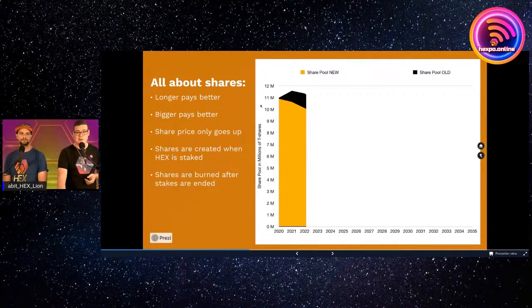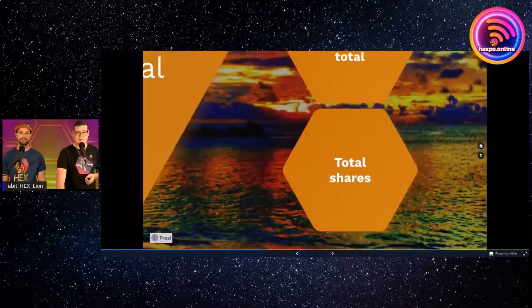a year ago. So shares are created when HEX is being staked, then more stakes are created, right? And when are stakes burned? Stakes are burned when HEX shares are burned, when stakes are coming due and people are end staking them. So this chart here right now is only the data point of 2 years.